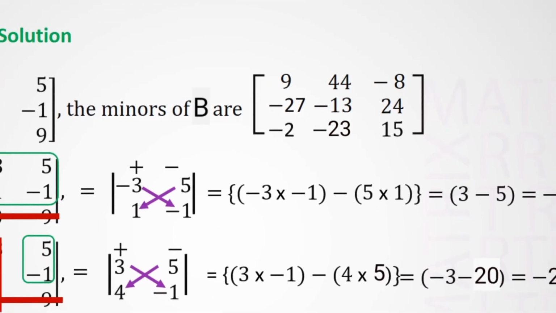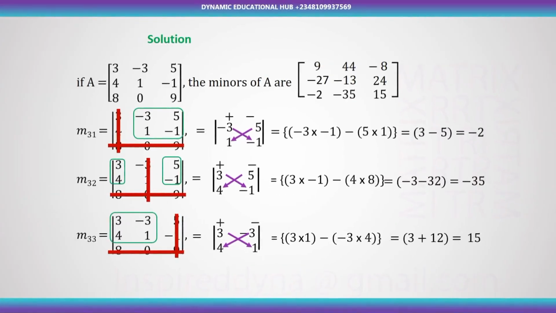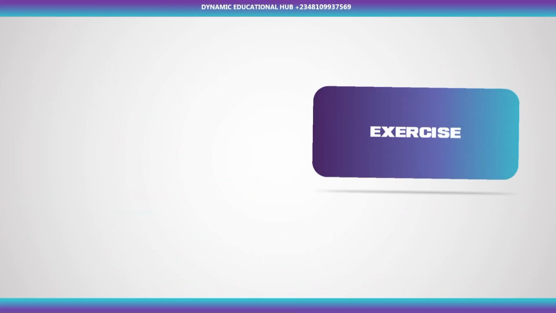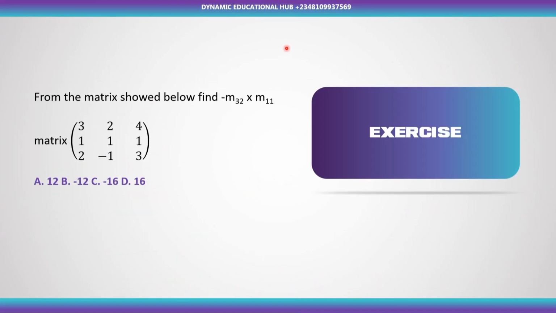It is quite simple. We have a simple exercise. From the matrix shown below, find minus M32 multiplied by M11. So we want to find the value of minus M32 multiplied by M11. You have your matrix, solve it, find the minor, then you do the simple arithmetic and you pick the correct answer.